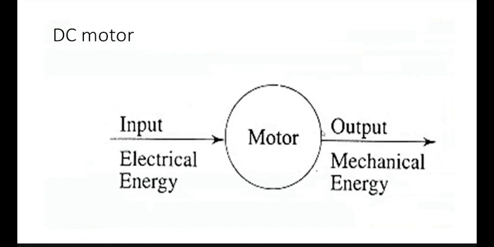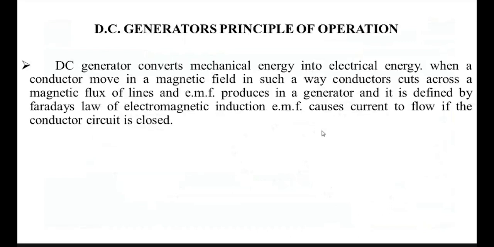Next, the DC motor. A motor is an electrical machine which converts electrical power into mechanical power. Similarly, it converts DC electrical power into mechanical power. This is a simple block diagram representation of a DC motor. Here the input is electrical energy. The energy conversion process takes place inside the machine. It converts electrical energy into mechanical energy, so mechanical energy is the output power, and the input power is electrical energy.